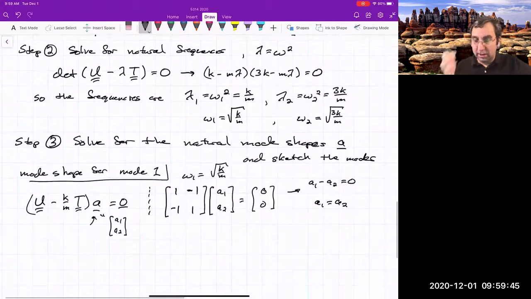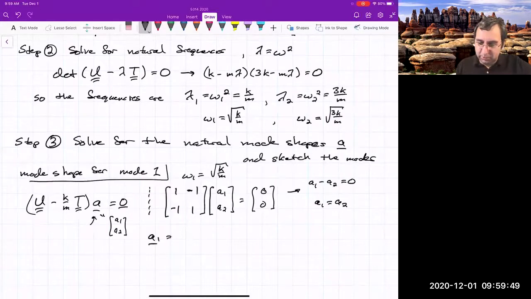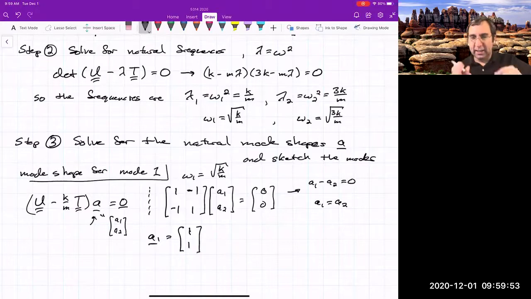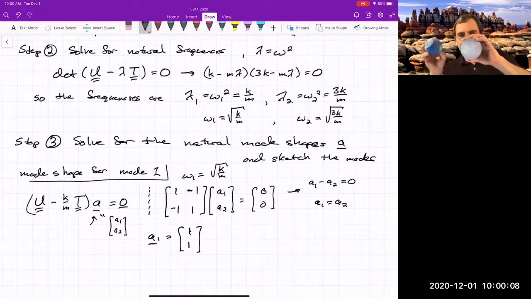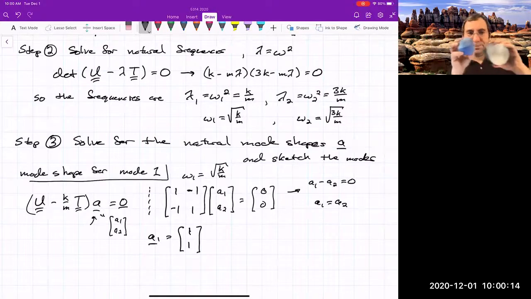So the mode shape here we could just write as 1, 1. It's telling us if there's displacement in the Q1 direction, a certain amount, there'll be displacement in the Q2 direction the same amount. So here are 2 masses, and if one of them moves, the other one moves. We have a mode that looks like the 2 masses are just moving in sync together.